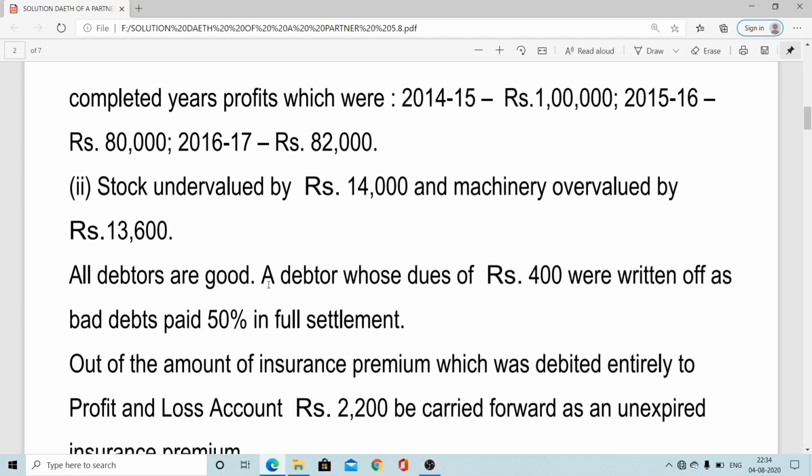Not only that, a debtor whose due was rupees 400 was written off as bad, meaning bad debt was already written off, 400, but that person paid 50%. So recovery is there, meaning out of 400, 200 we got. This is called bad debt recovery or bad debt dividend. 200 is there, cash account debit to bad debt recovery to profit and loss adjustment, or bad debt recovery to revaluation account. Same matter, profit and loss adjustment account, and in the name of revaluation.